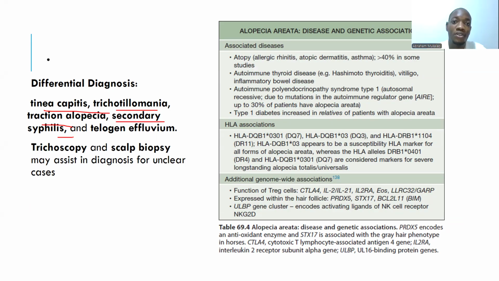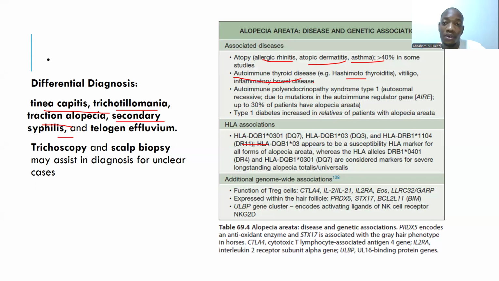We have diseases that have been associated with alopecia areata, and it is key for you to identify if your patient with this type of hair loss has any other underlying either dermatological or systemic disease. Under dermatological, we can have things like atopy, which includes allergic rhinitis, atopic dermatitis and asthma, and this has been seen in more than 40% of patients with alopecia areata. Other autoimmune conditions like Hashimoto thyroiditis, vitiligo, and inflammatory bowel disease have also been associated with alopecia areata.